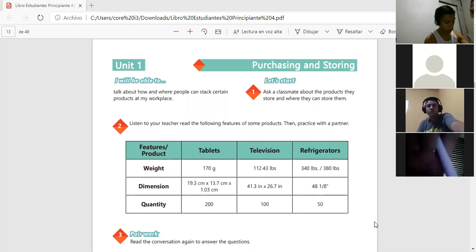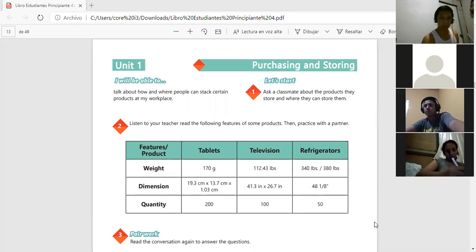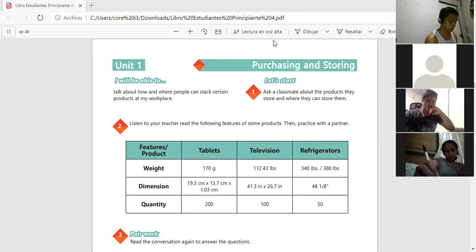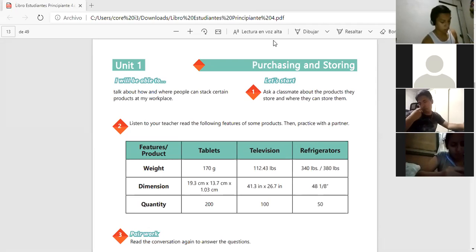There you have three products. The first one is tablets. The second one is television. And the next one is refrigerators. So Joshua, where can you stock, for example, refrigerators? Where can you stock them? Where can you, let's say, store refrigerators? Where can you put refrigerators?